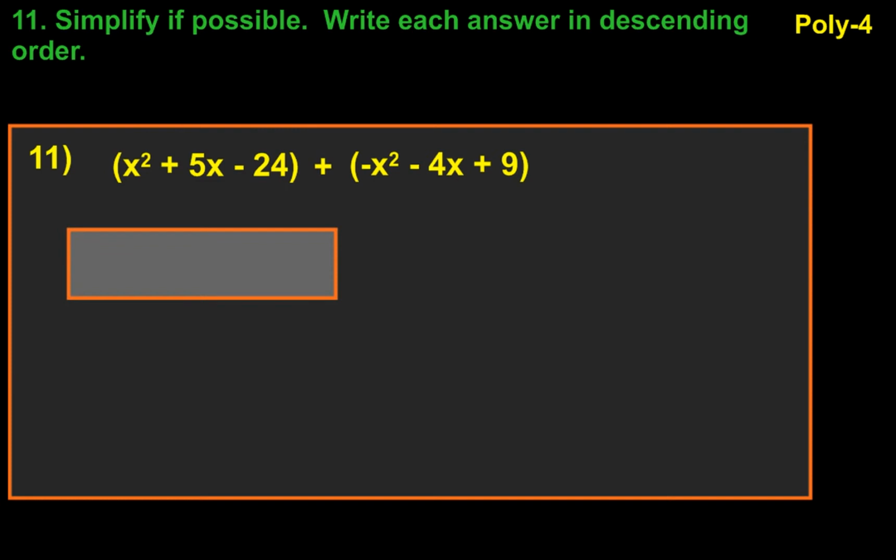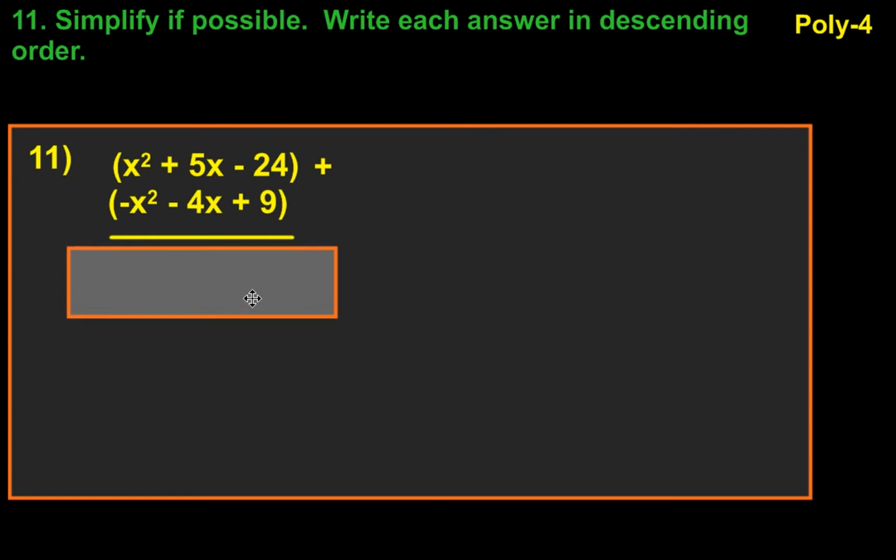Now we'll get started by taking a look at question number 11. Simplify if possible and write each answer in descending order. So we have two polynomials that we are adding, and the key here is we want to combine like terms to simplify this. I'm going to set it up this way, and now that I've got these set up like this, we're going to go ahead and add each of these columns.